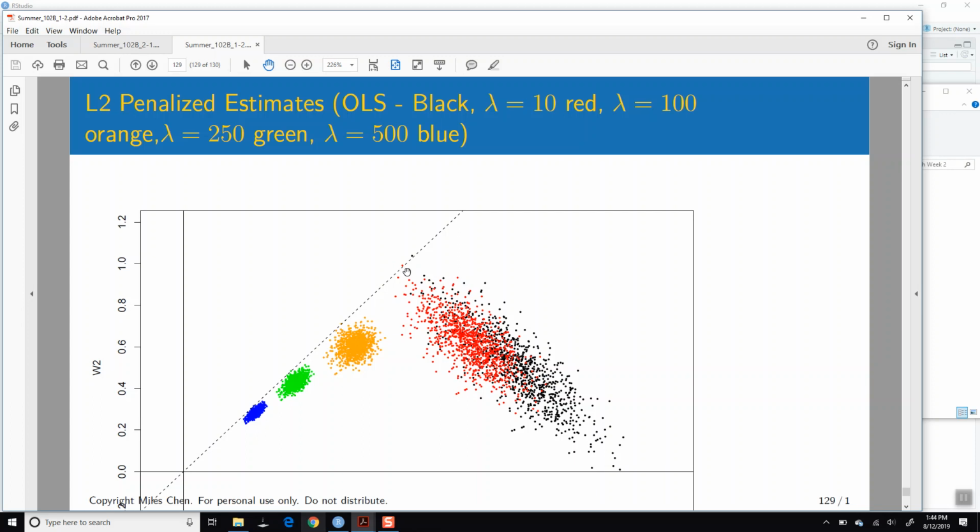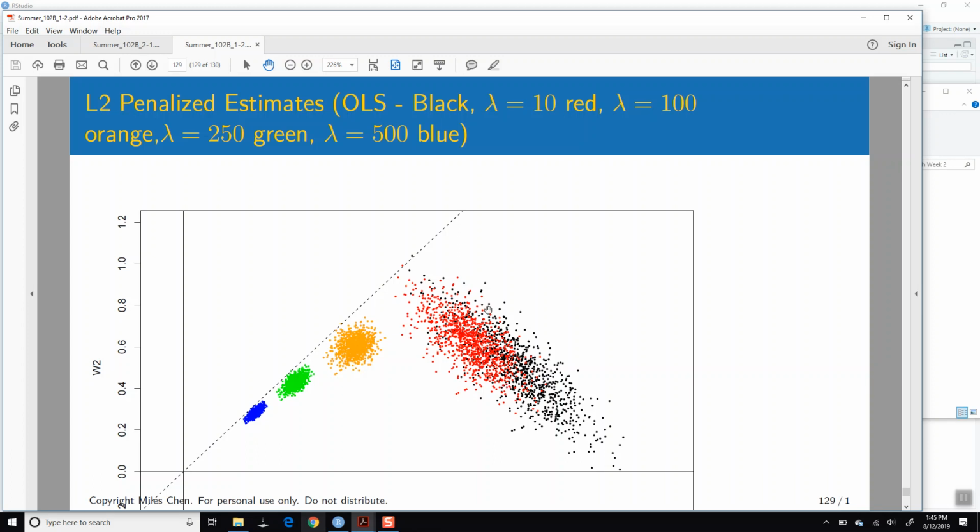Okay, and if you're displeased by the wide range of values, then you can introduce a little bit of lambda, and now the range of values you get is a lot smaller. Your estimates of the coefficients W1 and W2 are a lot more, what we might say, stable. They don't vary from each other as much.